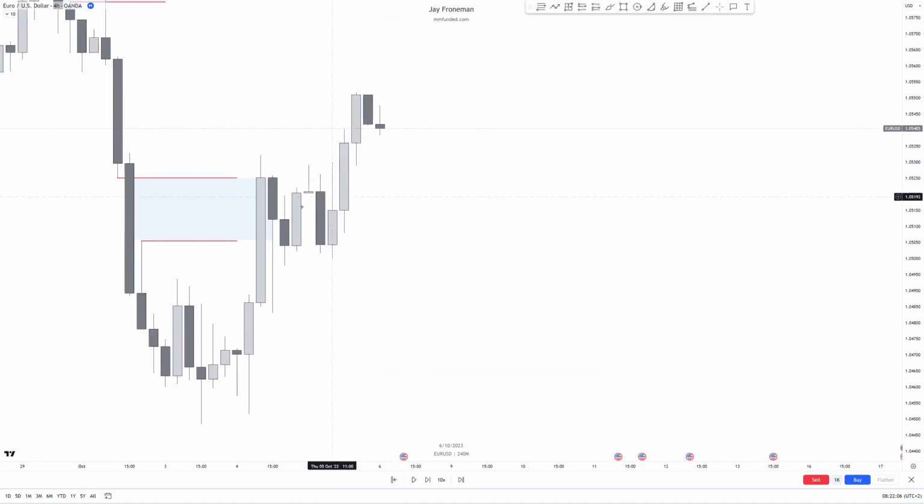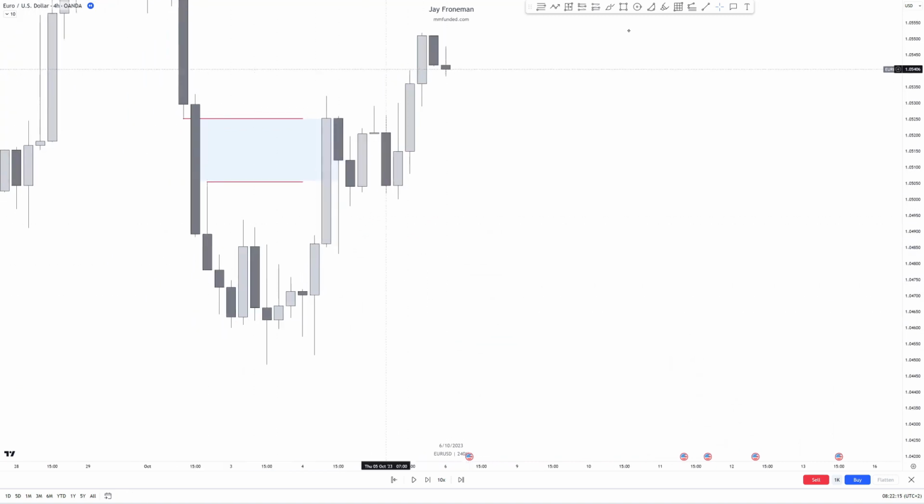And if we backtrack, 1, 2, 3, no valid fair value gap, 1, 2, 3, no valid fair value gap, 1, 2, 3, right over here, the high of the first candle and the low of the third candle acts as a valid fair value gap.